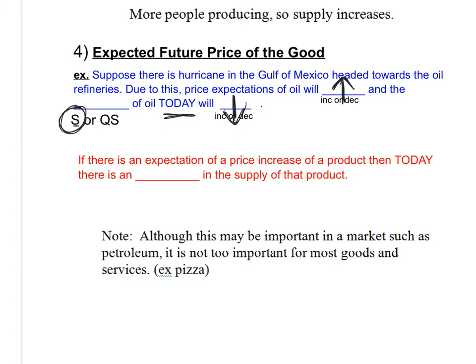and you can make more money. So if there's an expectation of the price of a product increasing, this is a future price. Price expectation is a future price. Then today there is a decrease in the supply because you want to hold off on that inventory and give more up later on. Obviously this is not really going to be great for anything that's perishable, because food, for example, even if the price goes up in 3 days, you need to sell it because it may go bad and then be worthless.